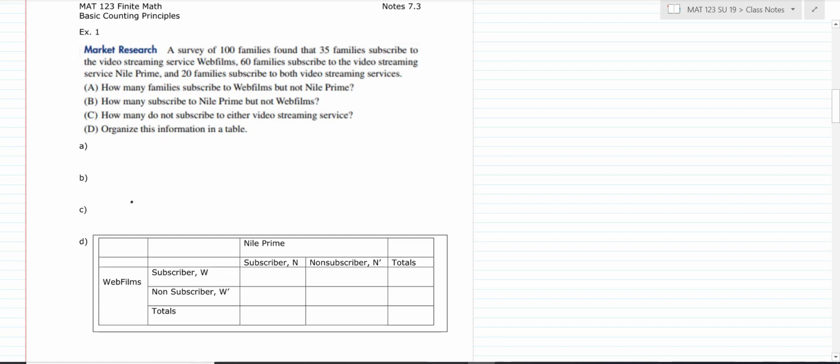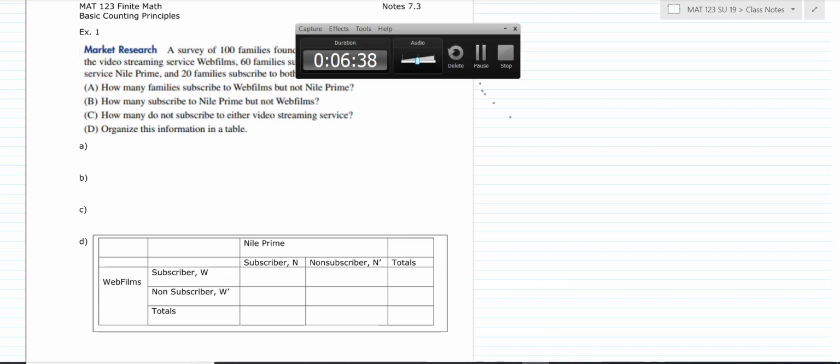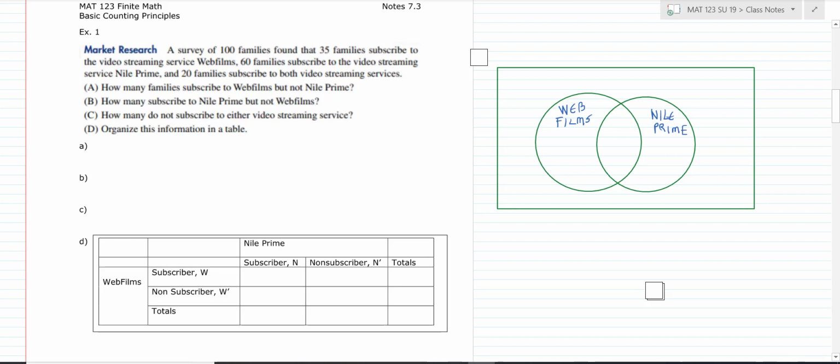We could actually make a Venn diagram on this too if we wanted to. All right, and that might help you to put this together a little bit better. So what I'm going to do is we're going to make a Venn diagram just at the side here. Okay, so like magic appears my Venn diagram here.